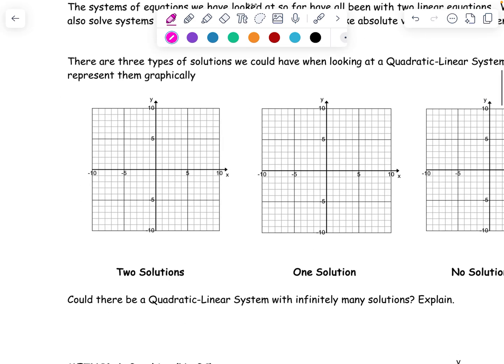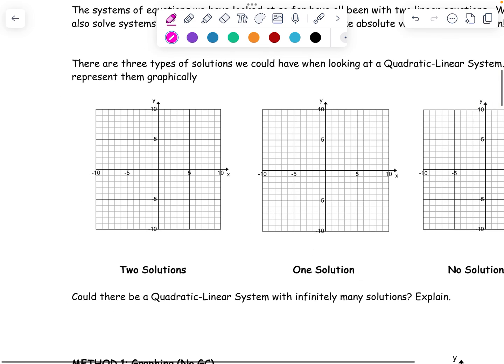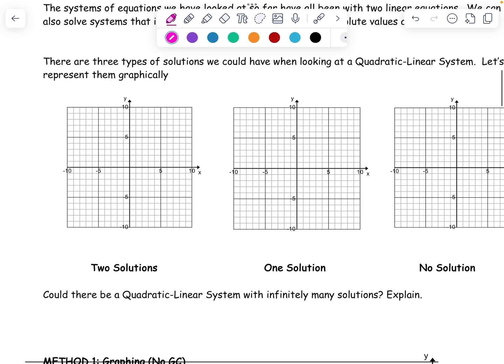If you take a look at this, there are three different types of solutions we could get when looking at quadratic linear systems. Let's represent them graphically. We could get two solutions if we have a parabola opening up or down, it doesn't matter, but then we have some line cutting right through that parabola such that it's intersecting at two different spots. That's how we could get two solutions.